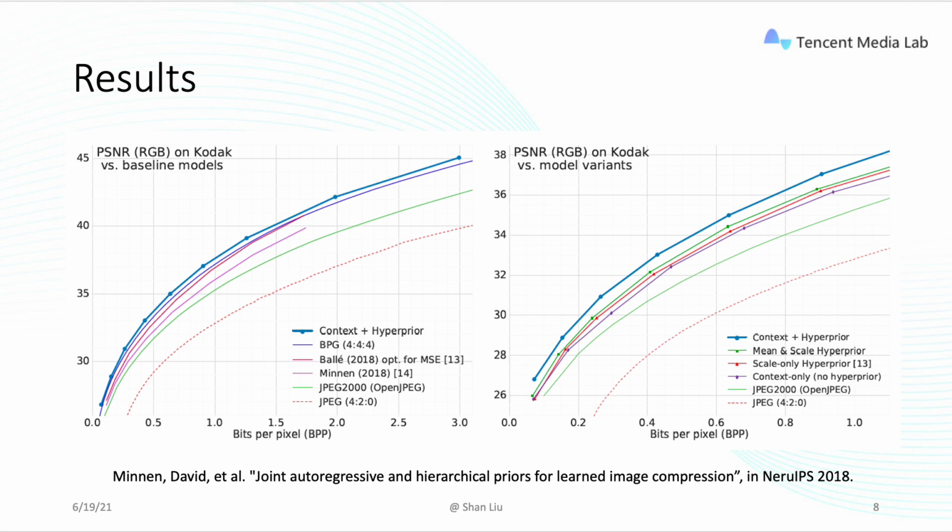Then, according to the authors, this was the first learning-based method that outperformed BPG on PSNR. And the right graph compares the relative performance of different versions of the proposed method. It shows that using a hyperprior is better than using a context-only approach, and that, of course, combining both yields the best RD performance.